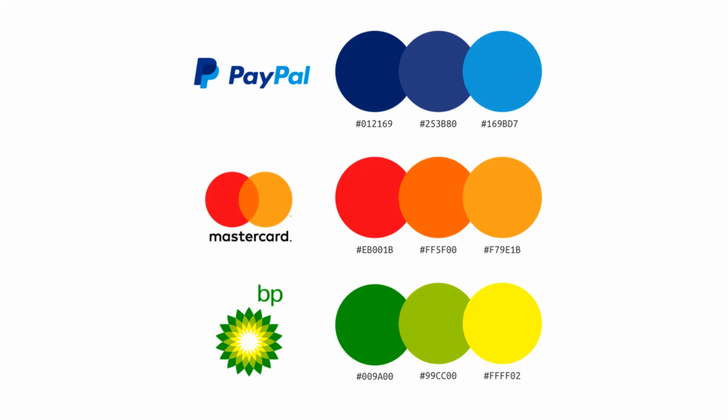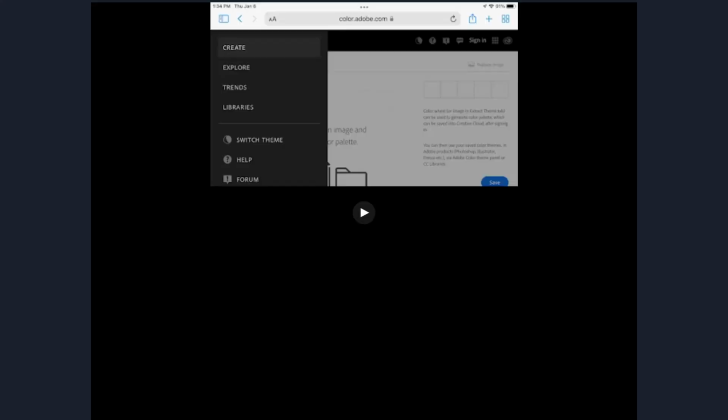MasterCard uses these 3 shades of red, orange, and goldy yellow. And then BP uses 2 shades of green and then a light lime green or a lime yellow at the end. So you can see that these are color palettes that these brands are going to use on all of their existing materials. And that's kind of the idea behind creating a color palette.